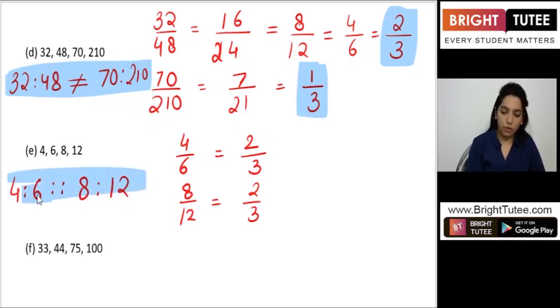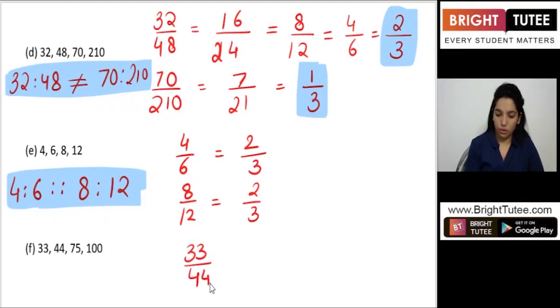Clear? So we have got this as the answer. Now moving to the next one. That is 33 is to 44. Let us simplify this. Dividing this by 11, we get 3 over 4.